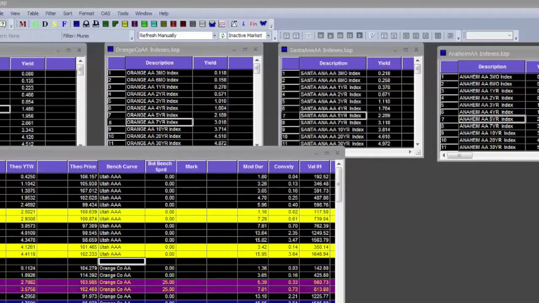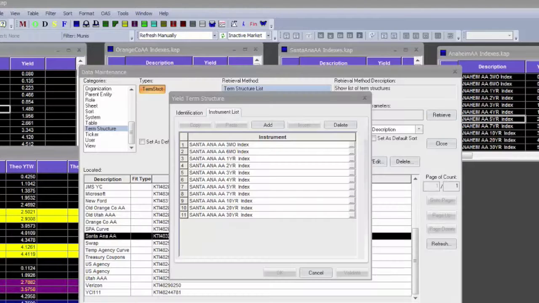BHTrader's matrix pricing engine is uniquely suited for accurate, large-scale pricing of muni bonds. The first step is to create a term structure or yield curve. The curve can be generic, such as a California AA, or specific, such as Anaheim Water Authority AA. We create this curve using constant maturity indices, ranging from 3 months to 30 years. An index represents what a theoretical security is worth at each maturity.